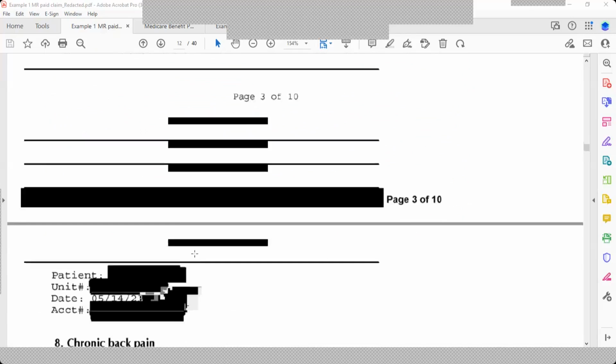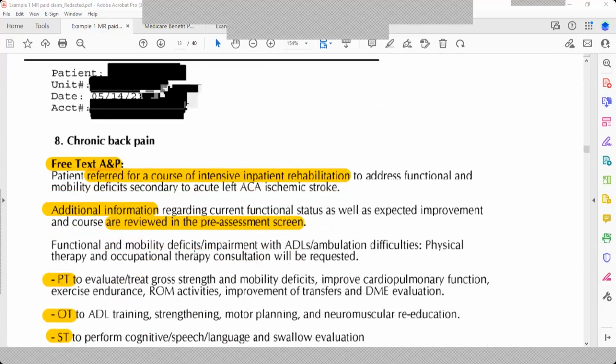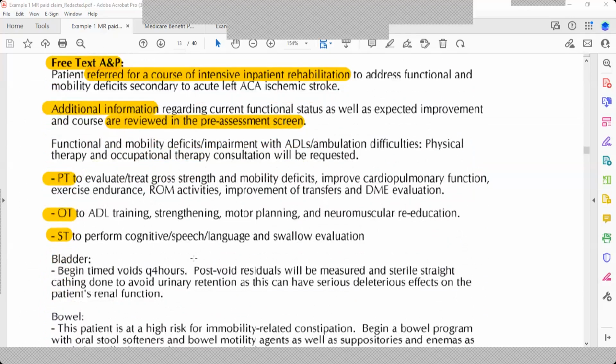Under the free text A&P on the next page, we can see the patient was referred for a course of intensive inpatient rehabilitation. The physician documented additional information regarding the current functional status and expected improvement in the pre-admission screening. The goals of each therapy that are going to be provided are also documented on this page.